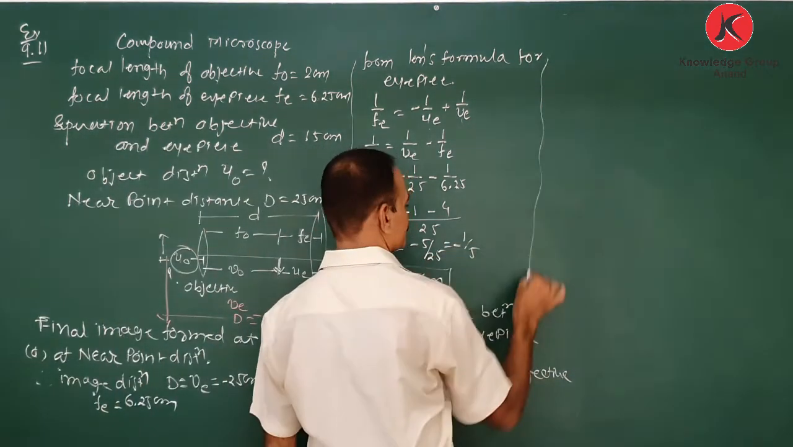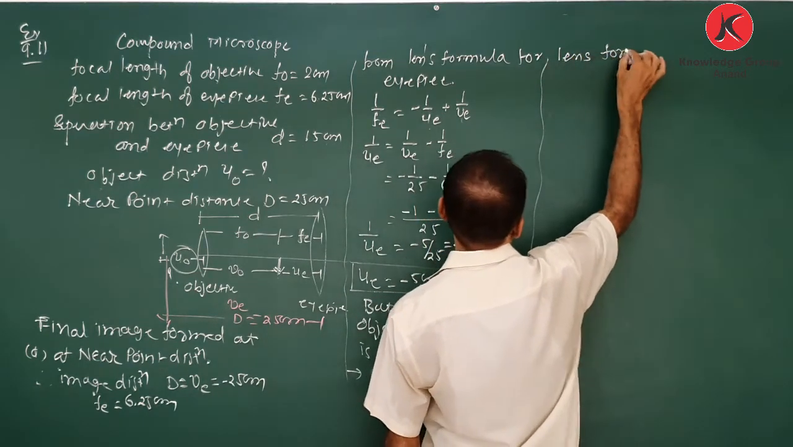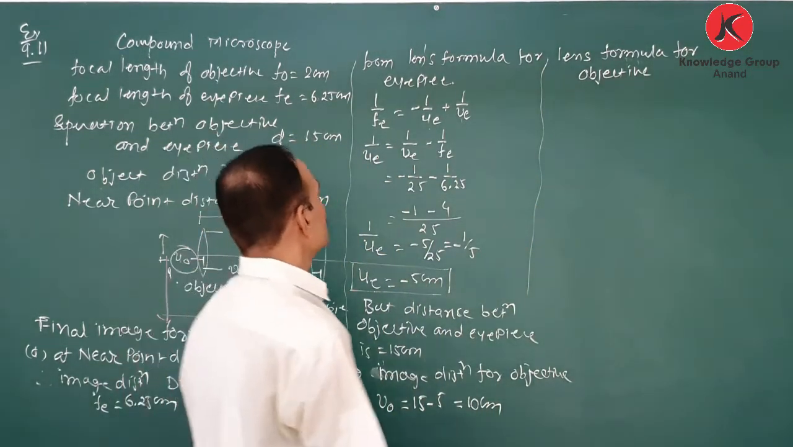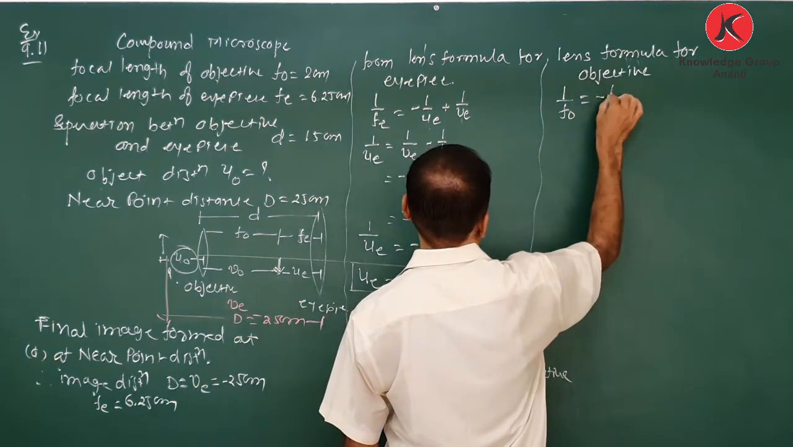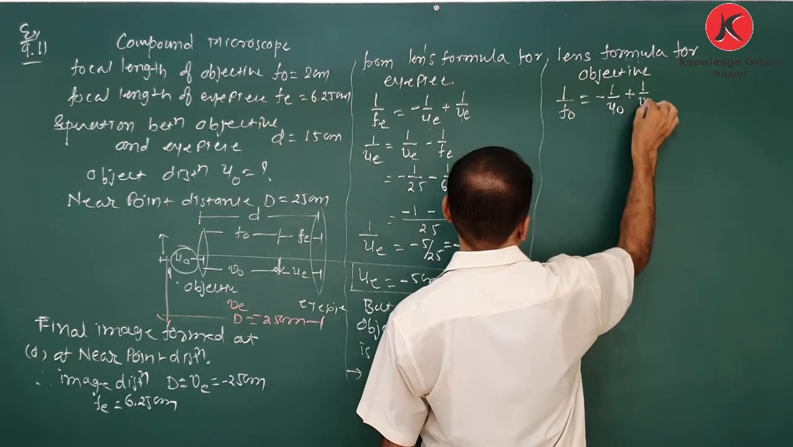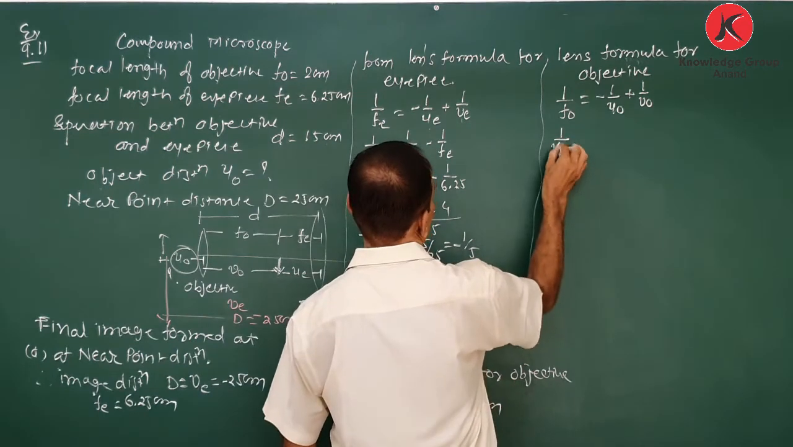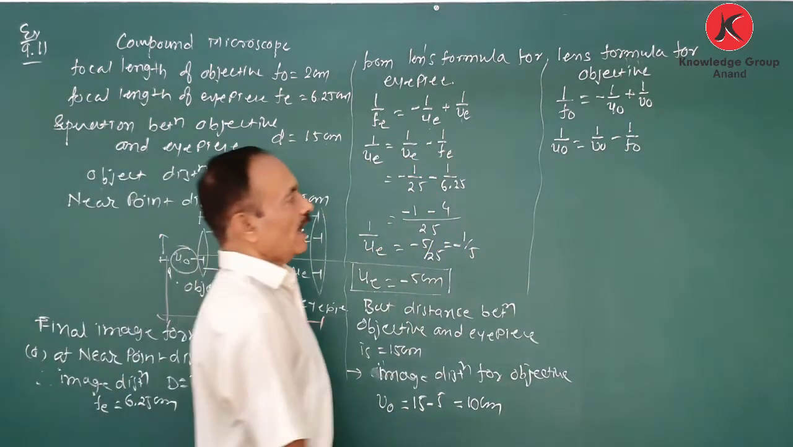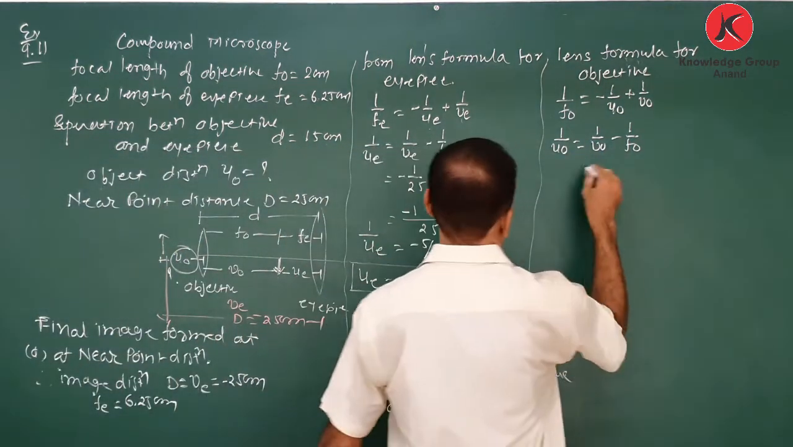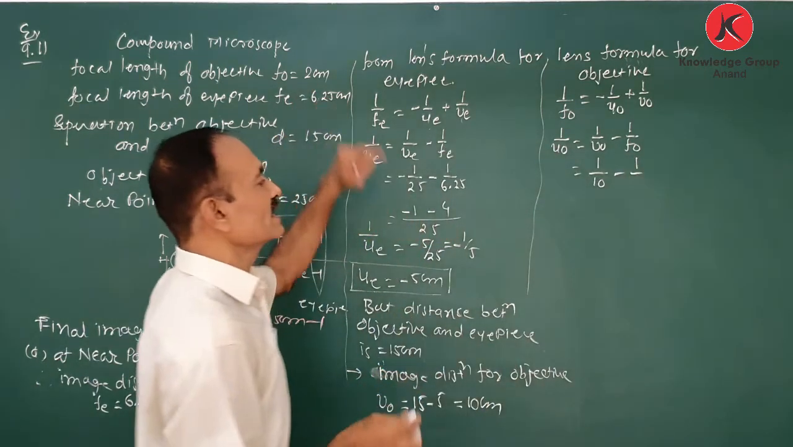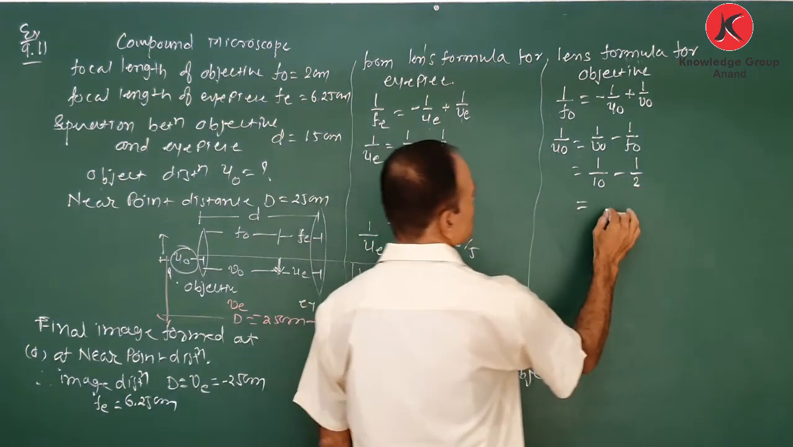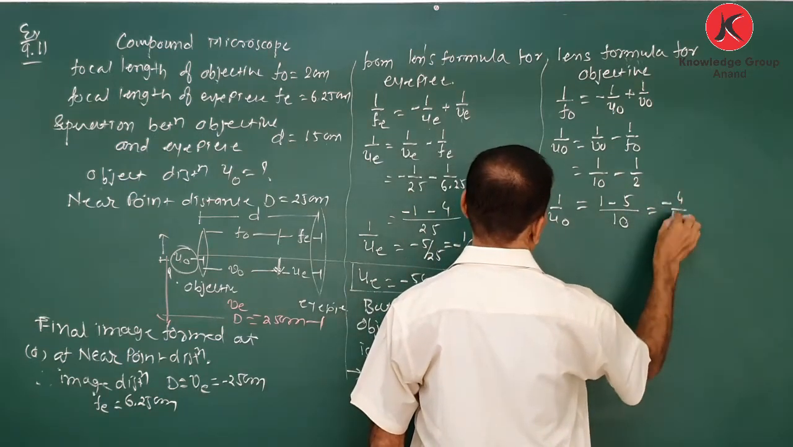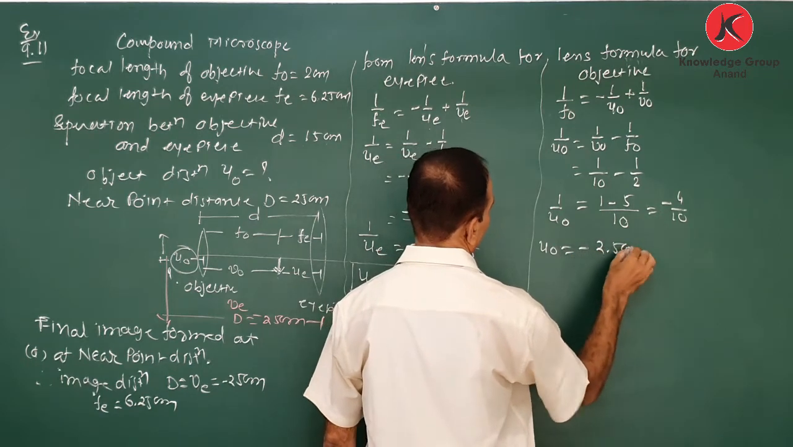Now we are applying the lens formula for the objective. Therefore the lens formula for the objective: 1 upon F0 is equal to minus 1 upon U0 plus 1 upon V0. Therefore, 1 upon U0 is equal to 1 upon V0 minus 1 upon F0. Now, already we obtained V0 is 10 centimeter. So 1 by 10. And the focal length of the objective is given 2 centimeter. Therefore, LCM is 10. So 1 minus 5, it is equal to minus 4 by 10. Therefore, U0 is equal to minus 2.5 centimeter.